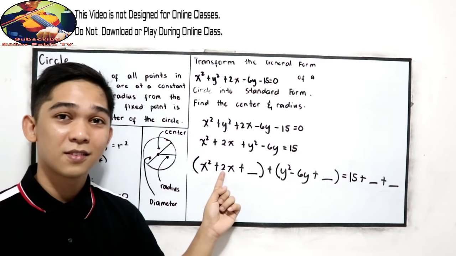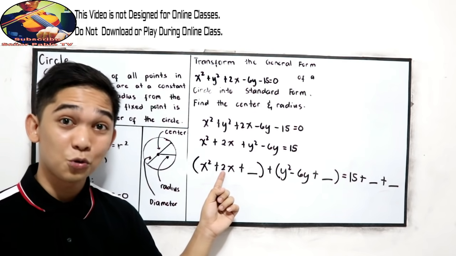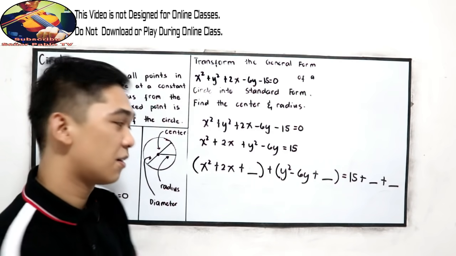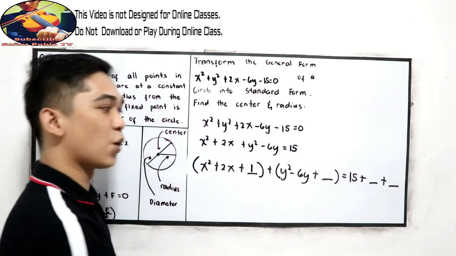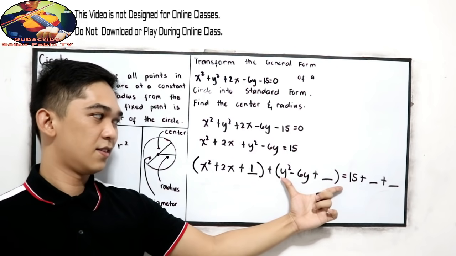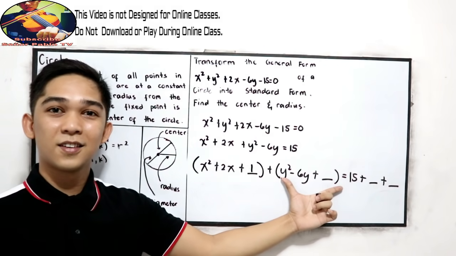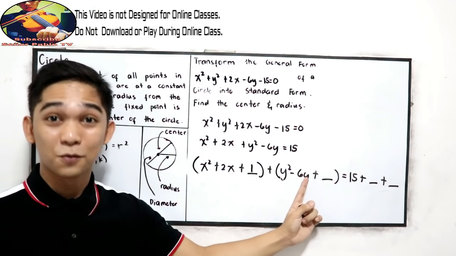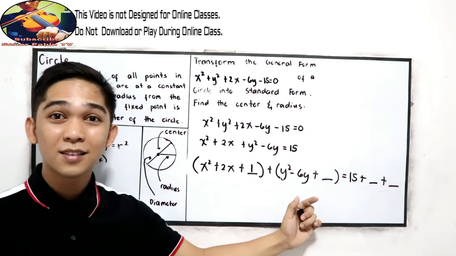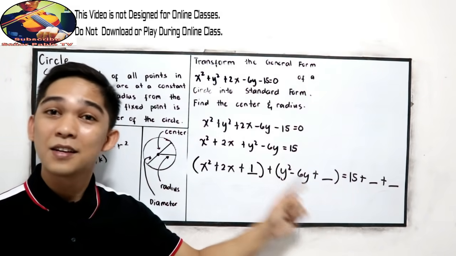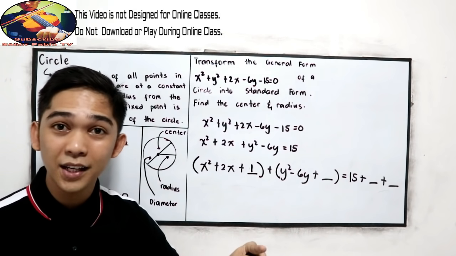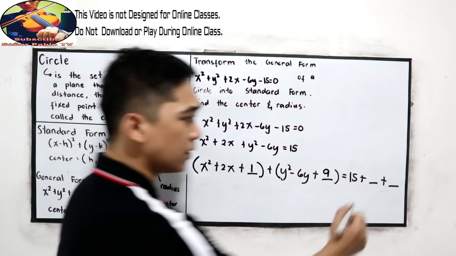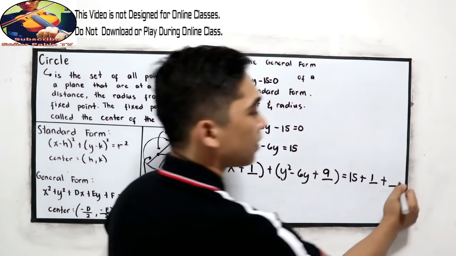Middle term, in this case we have 2. So 2 divided by 2, that is 1. 1 squared, 1 times 1, positive 1. Get the middle term, that is negative 6. So negative 6 divided by 2, that is negative 3. Negative 3 times negative 3, positive 9. We added 1 and we added 9.